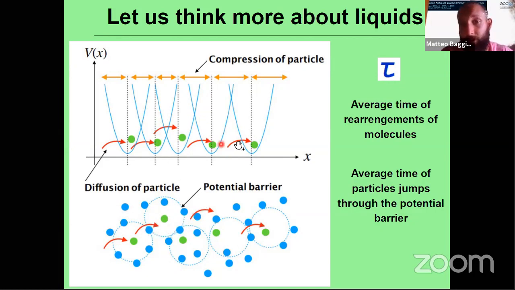In order to jump, you have to cross a potential barrier. What we can define is basically the average time of rearrangement, which corresponds to the average time of these jumps. In a solid, this average time will be infinity, so particles will never, or very, very rarely, jump from one position to the other. In a liquid, this is much more common and happens much more often. So this is basically the scale that determines how much molecules rearrange around.